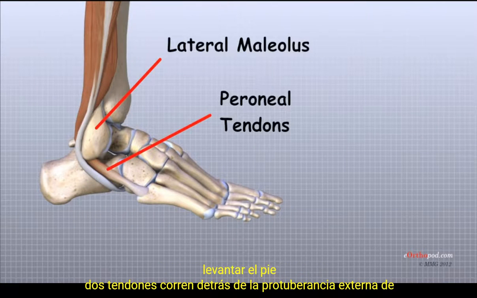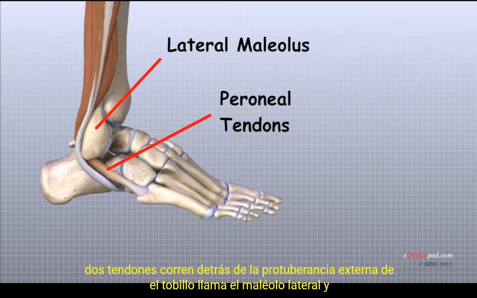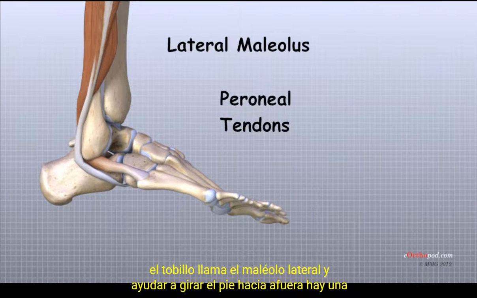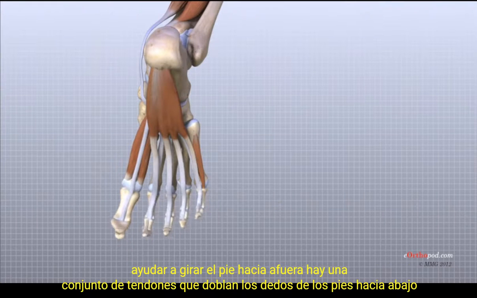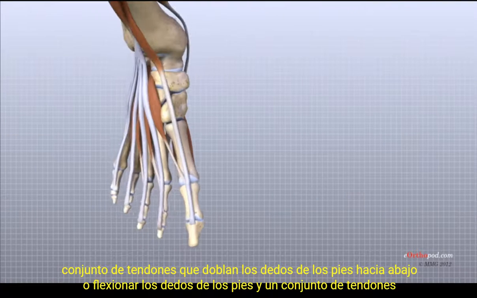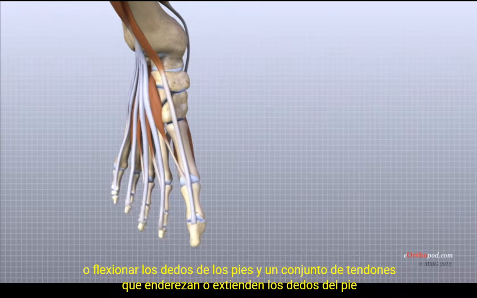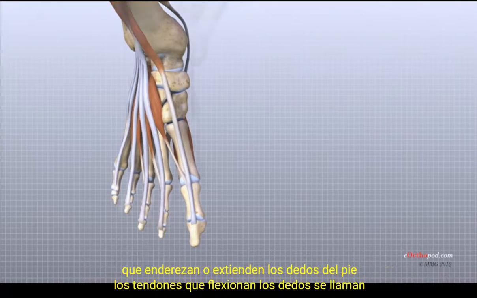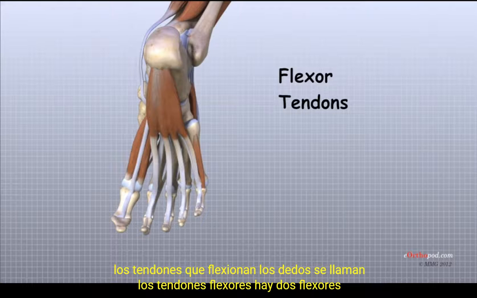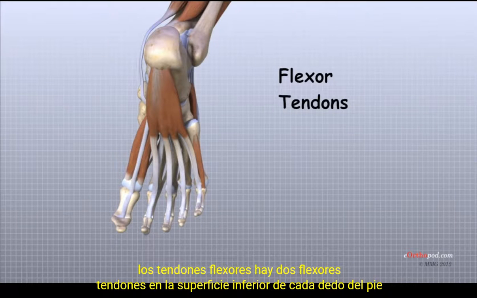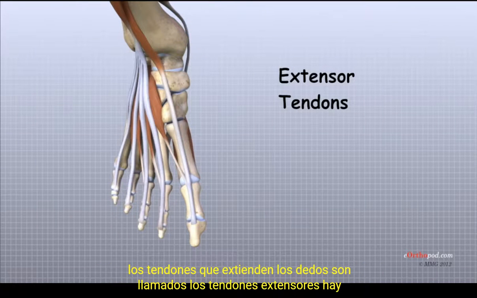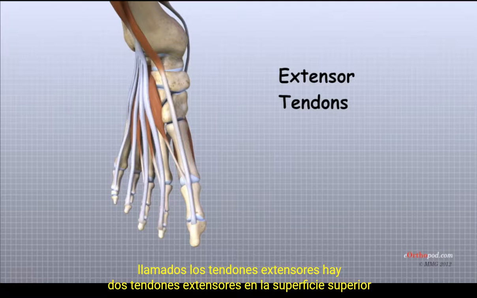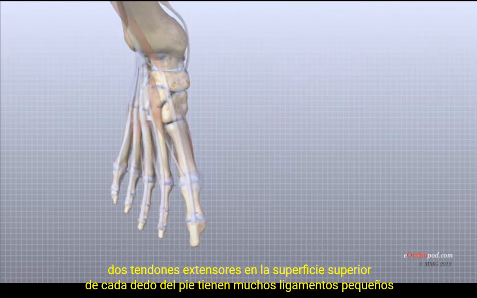Two tendons run behind the outer bump of the ankle, called the lateral malleolus, and help turn the foot outward. There are a set of tendons that bend the toes down, or flex the toes, and a set of tendons that straighten, or extend, the toes. The tendons that flex the toes are called the flexor tendons. There are two flexor tendons on the undersurface of each toe. The tendons that extend the toes are called the extensor tendons. There are two extensor tendons on the top surface of each toe.